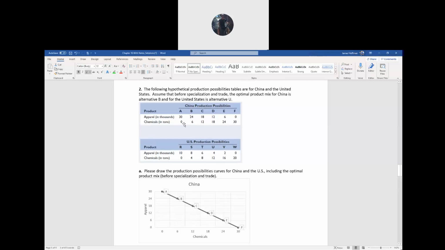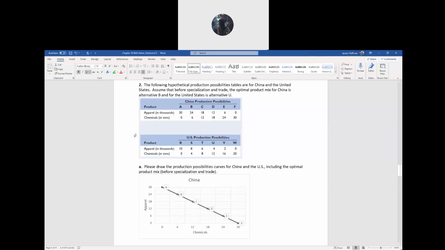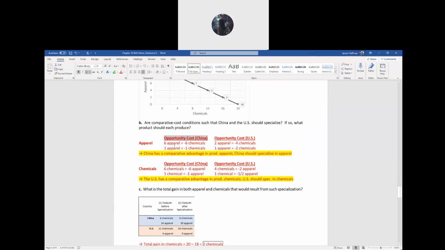All right, so this one's easy because it's always 1 to 1. They have them listed here in increments of 6, but you can see +6 chemicals they give up 6 apparel, or +6 apparel they give up 6 chemicals. So 30 and 0 over here, 0 and 30 over here, the increments of 6, and it's a 1 to 1 trade-off, right? So 6 apparel equals 6 chemicals, which means that 1 apparel is equivalent to giving up 1 chemical.